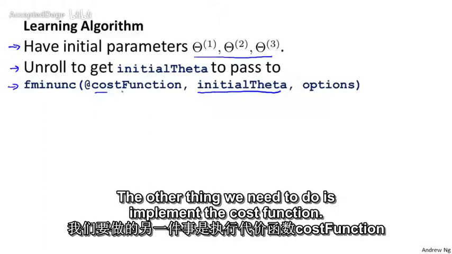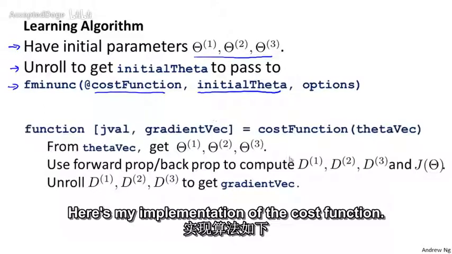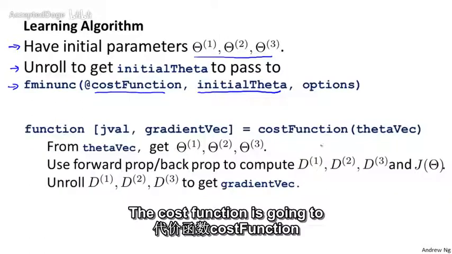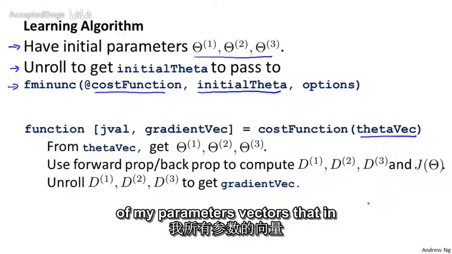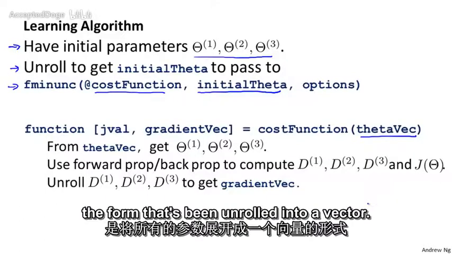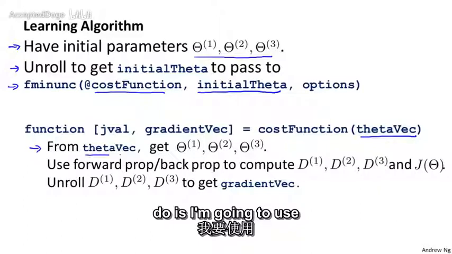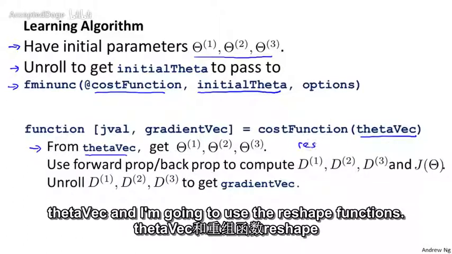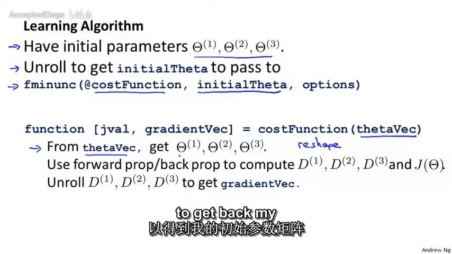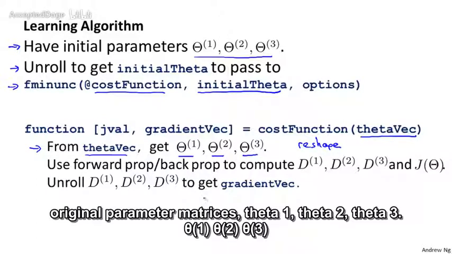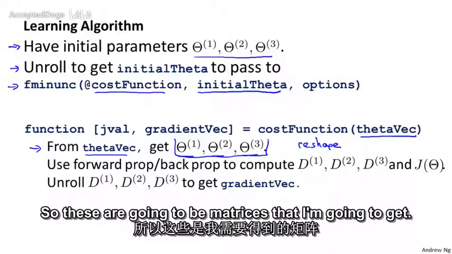The other thing we need to do is implement the cost function. Here's my implementation of the cost function. The cost function is going to be given as input theta vec, which is going to be all of my parameters in a form that's been unrolled into a vector. So the first thing I'm going to do is use theta vec and the reshape function, pulling out elements from theta vec and using reshape to get back my original parameter matrices theta 1, theta 2, theta 3. So these are going to be matrices.